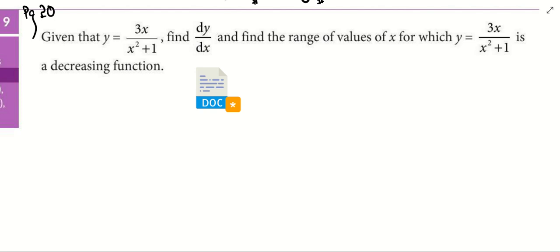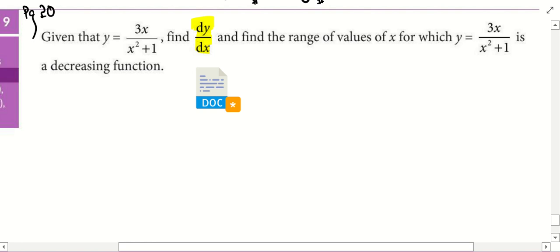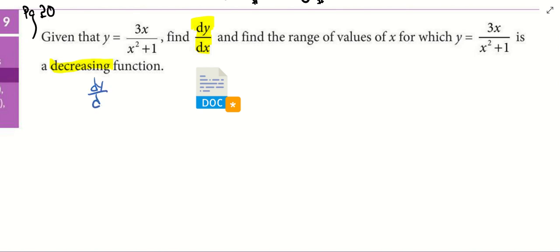Okay, in the context of this question, there are two things we need to do. First thing, we need to find the first derivative. We need to solve for the values of x for which it is a decreasing function. Take note, we have summarized just now. Decreasing function means the first derivative is less than 0.